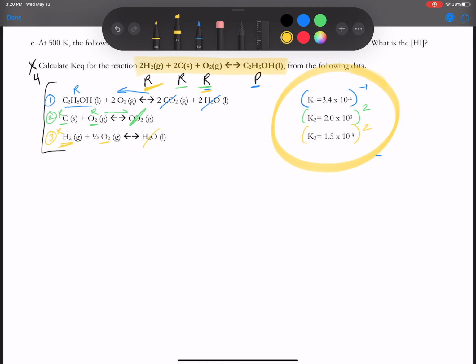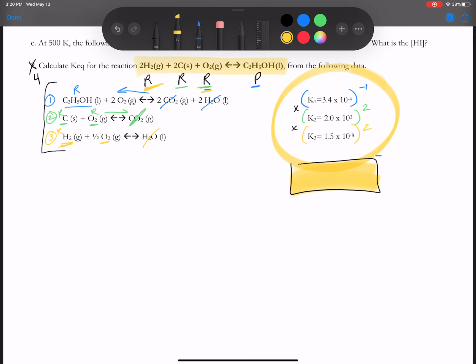So in your calculator, you're going to take your 3.4 times 10 to the negative fourth, and take that to the negative 1 power. You're going to take your 2.0 times 10 to the third, take that to your second power. Your 1.5 times 10 to the negative eighth to your second power. And then your last step will be to multiply all of those KEQs together, and that's going to give you your final answer. So this final answer you can find on the answer key for the quiz. It's the exact same one. Remember, ultimately, you're going to want your final answer in 2 sig figs with no units.